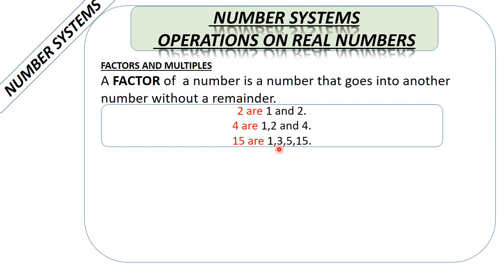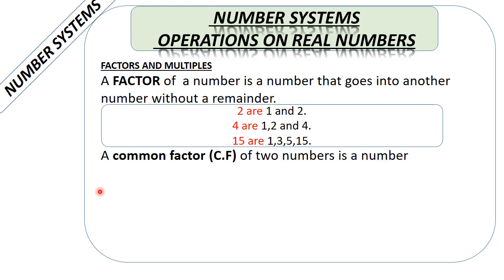So among these, there is a number that is called a common factor. A common factor is just a factor that is present here, here, and here. There can be more than one. So let's define what a common factor is. A common factor, represented as CF, of 2 numbers is a number that happens to be a factor of both numbers. Simple as that.